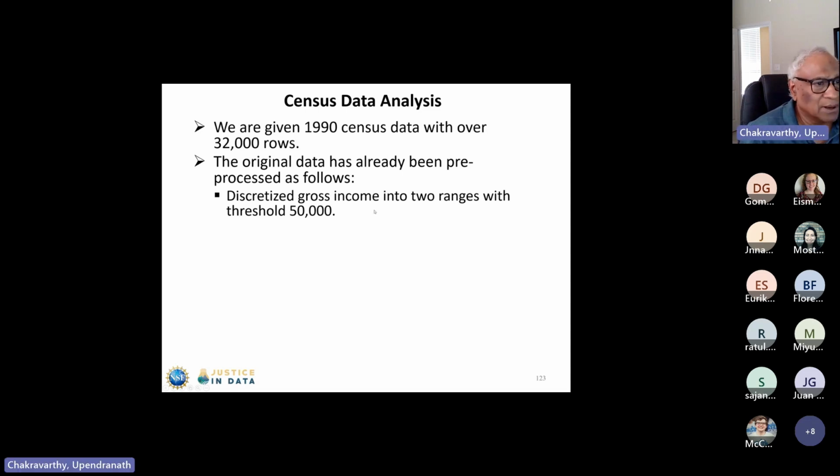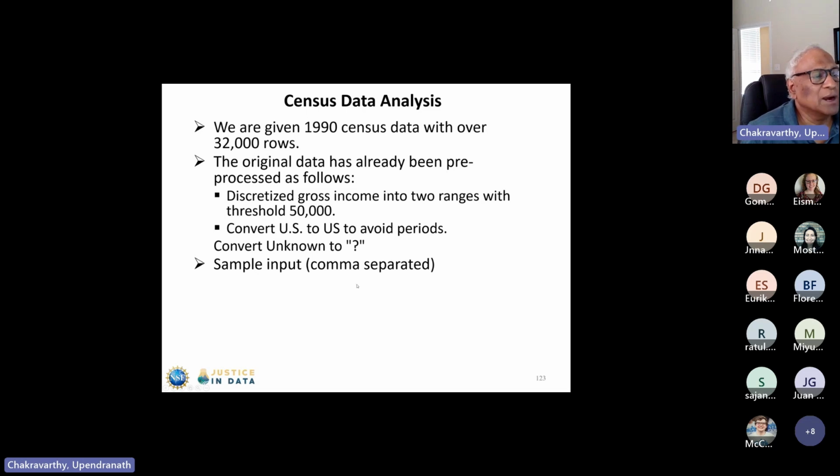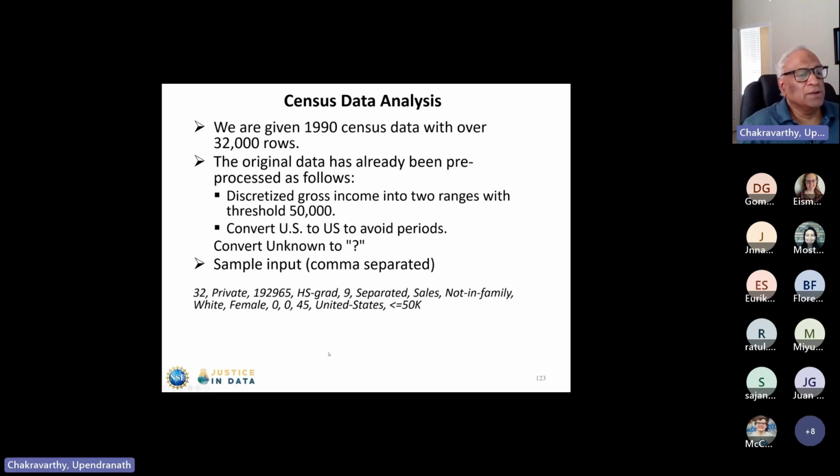So discretized gross income into two ranges. So this is what the data was. Convert some formats into this one to make it easier. Convert unknown to question marks. Sample input comma separated. So this is how the input looked like. Each line contained some number of attributes, as we call it. These are comma separated, essentially CSV files, 32, private, and so on. So the question is, if you are given only this, what do you do with that?